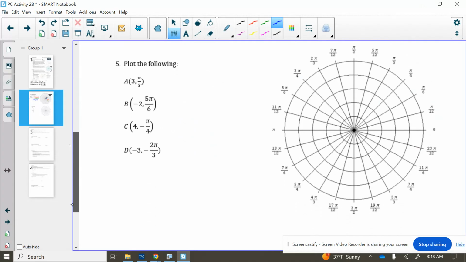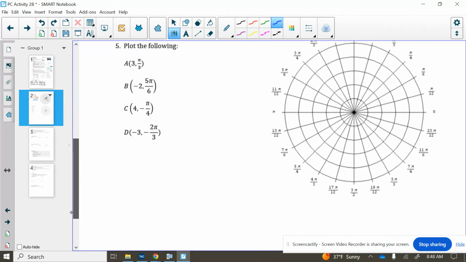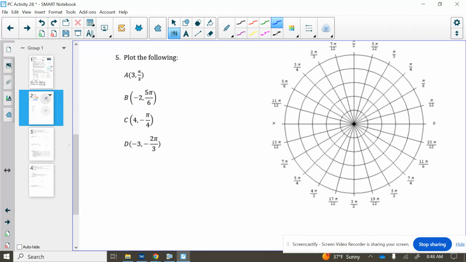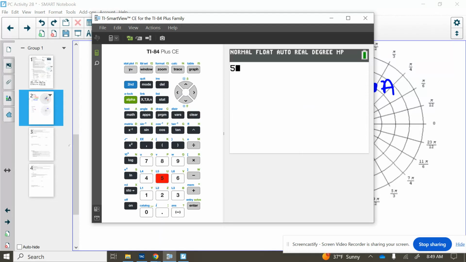Now the same thing can be done for radians. For instance, if we look at the first one, we are at 3 and then pi over 3. So we're going to go out 1, 2, 3 to get point A. Point B then is going to be, again, a negative that I sometimes would like to just change back to dealing with a positive. So again, I can add 1 pi to 5 pi over 6, and it's the same thing as saying 11 pi over 6.